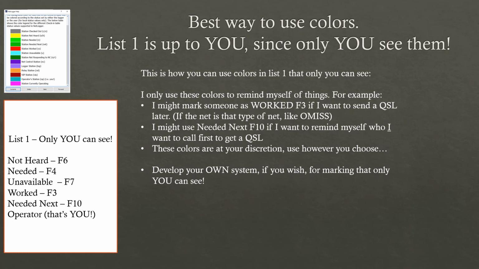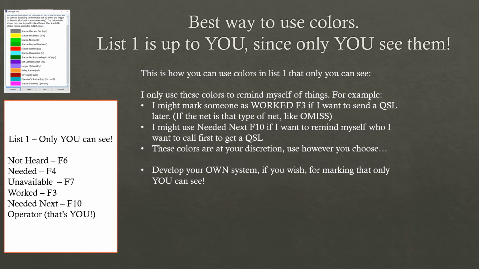you of certain things. And just as an example, if you call a station and you can't hear them, you can hit F6 and that will turn it yellow. You can hit F4 if you need that station for a future QSL card, if it's the type of net that does exchange QSLs like OMISS. If you're looking to get your WAS and you need Kentucky and you see a Kentucky station in the list, you want to highlight that line and hit F10 to remind yourself who you want to call first, etc., etc.